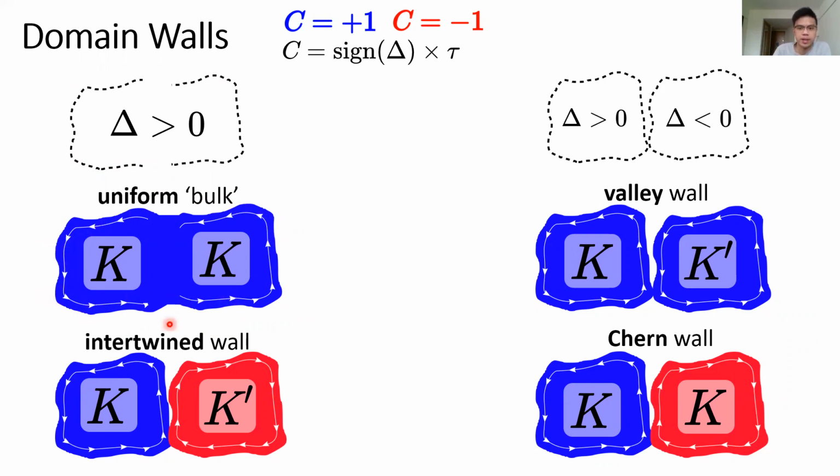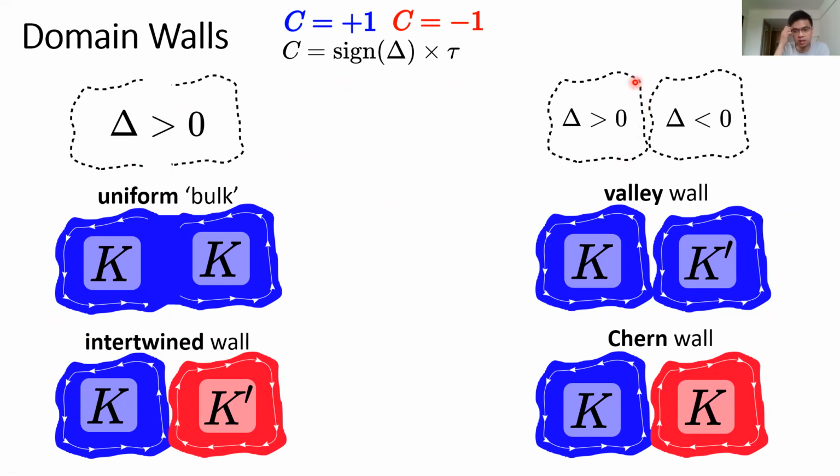But because of thermal fluctuations, you might imagine situations where two different parts of this region are polarized into different ground states, and this is what we call the intertwined wall. It's the intertwined wall because the valley number changes, we're changing the local ground state, but because of this Chern-valley locking, the Chern number also has to change.